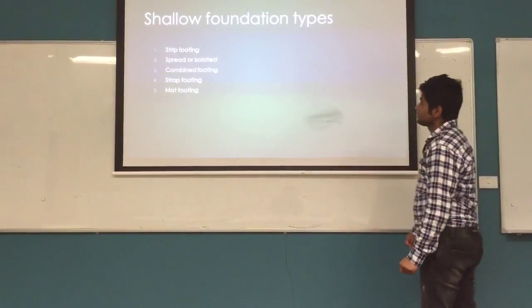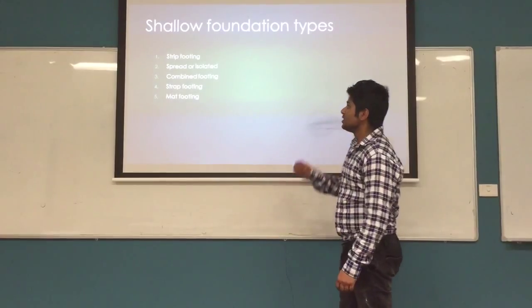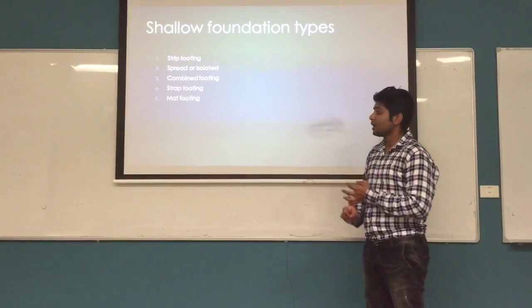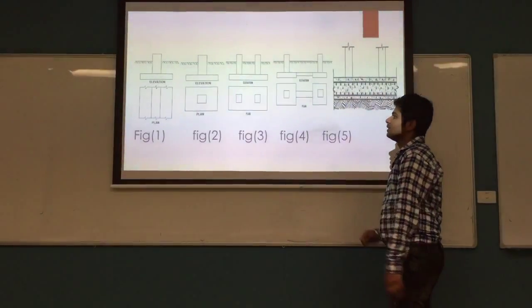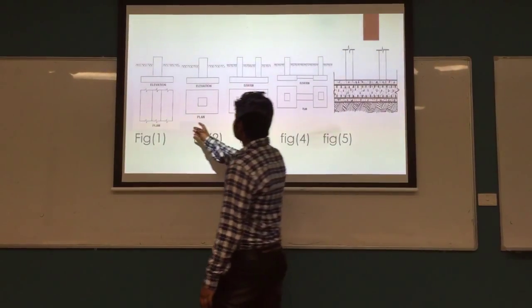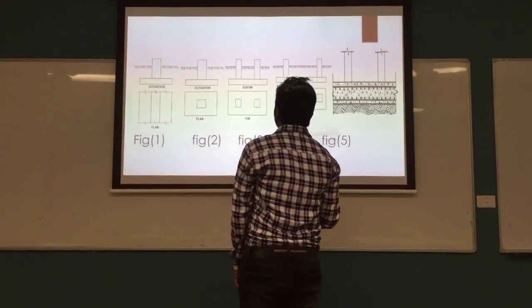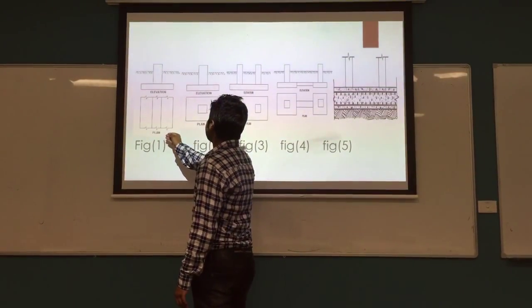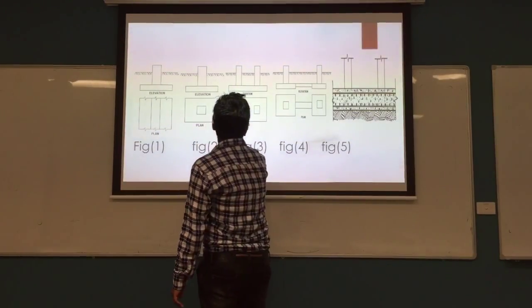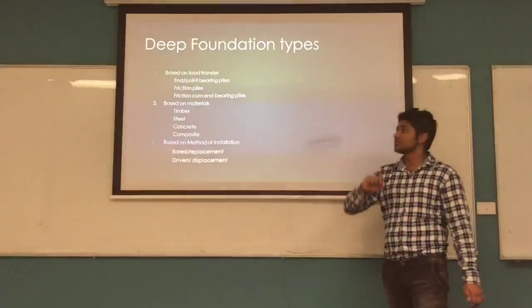Here are the different types of shallow foundation, that is the strip footing, spread, combined, strap, and the mat footing. And these figures generalize the concept of the different types of footings for the shallow foundations. The first one is strip, isolated, combined, strap, and the mat footings.